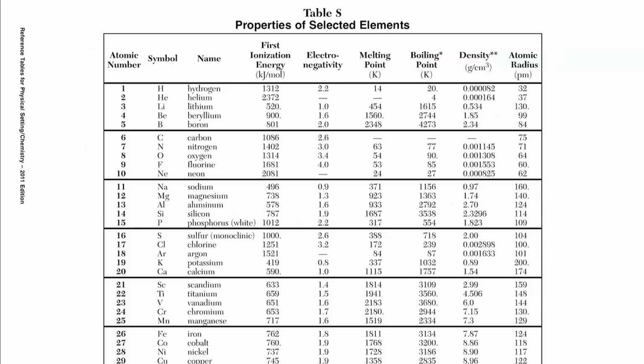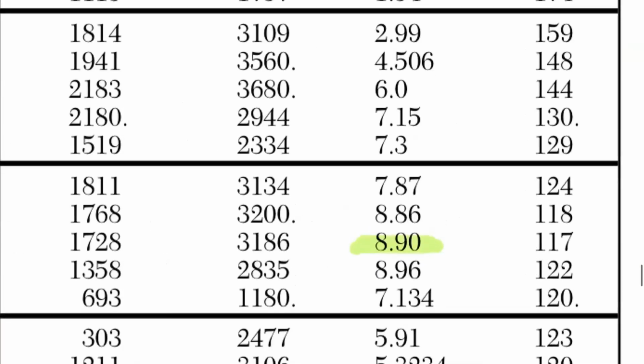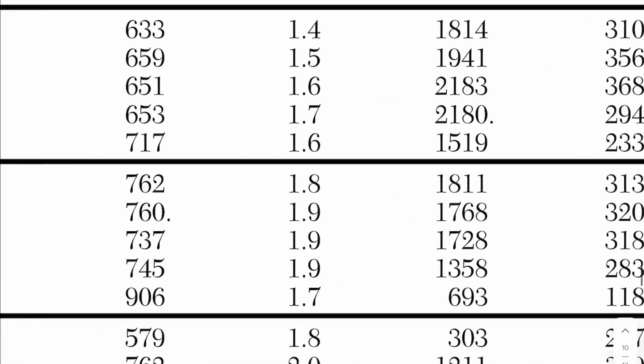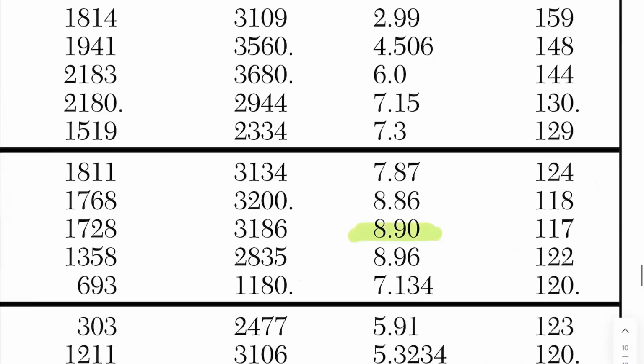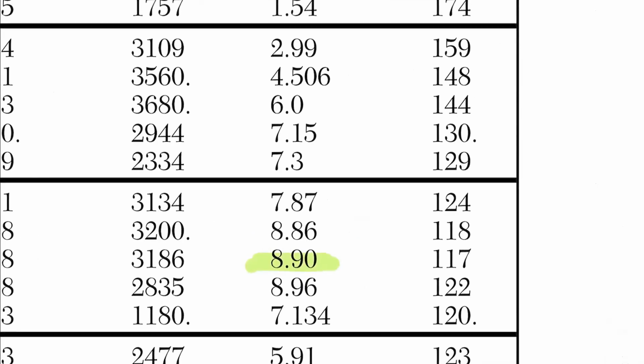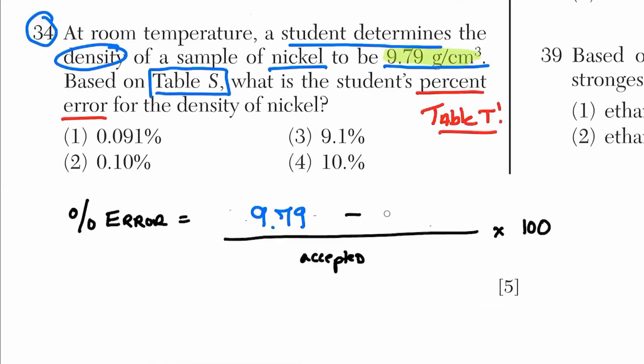So table S, as I said, gives you a whole bunch of things, but we're looking for the density. And nickel is right at the bottom here. Atomic number 28, and we're looking for its density, which is 8.90. That's really all we're doing, and of course that is for nickel. So 8.90 is the known value. That's where they told us to look. Let's put that in our formula, the 8.90 right in for the accepted.